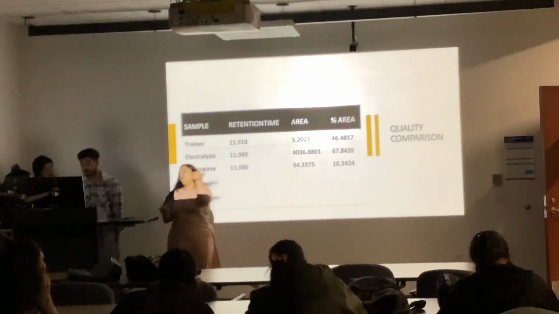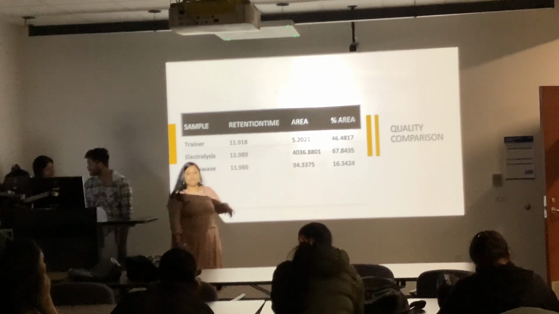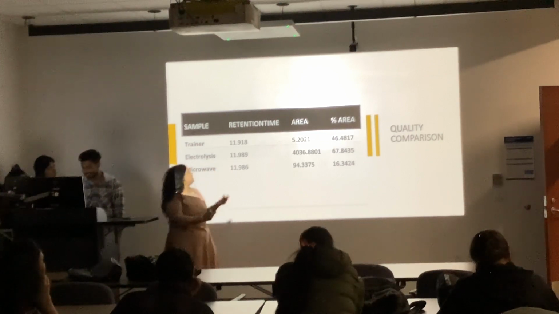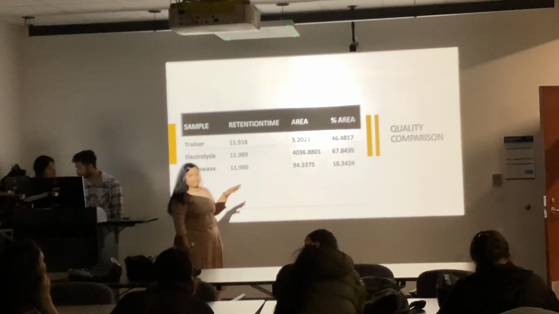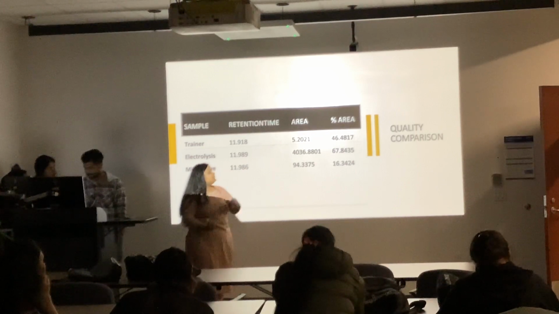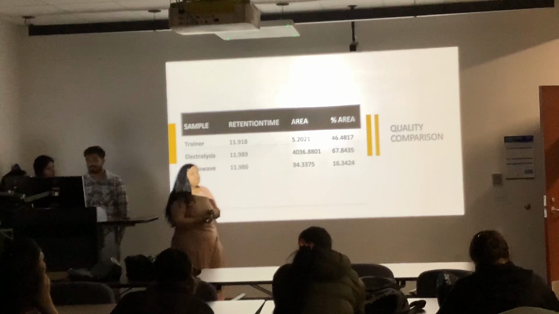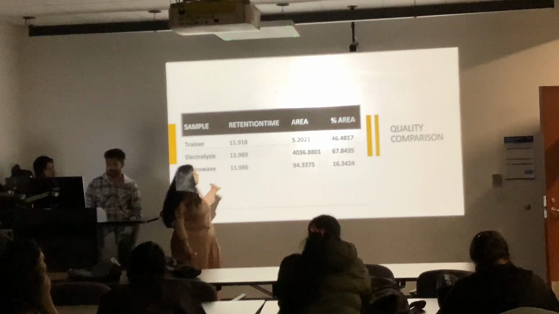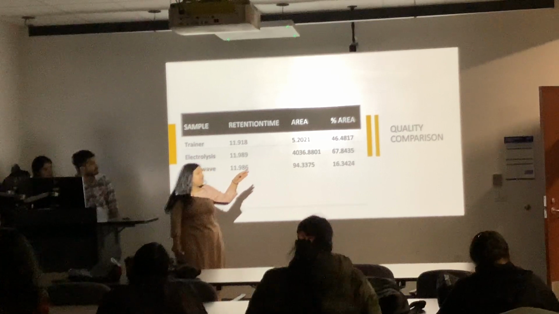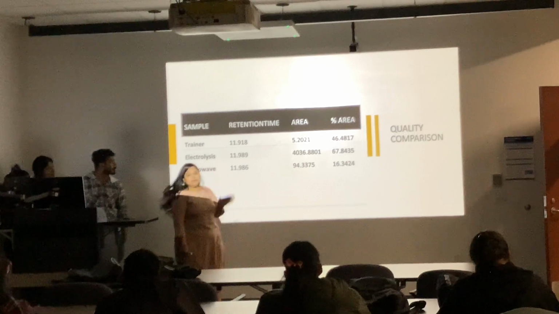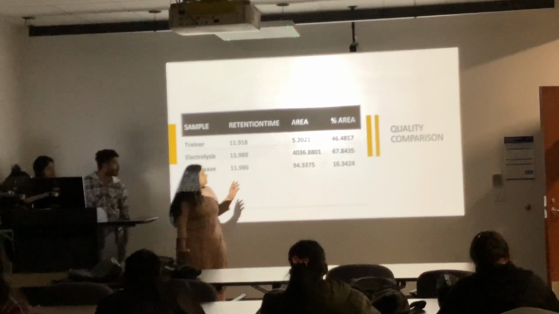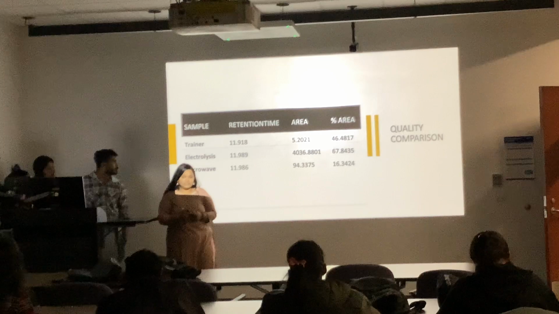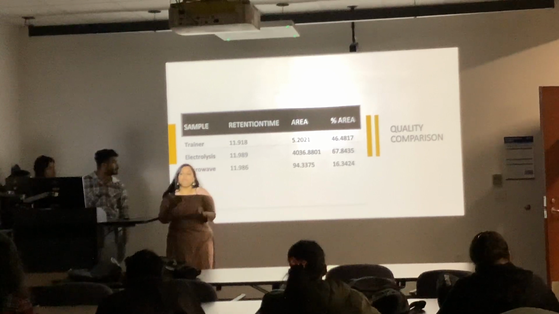So this is the calculation which we have done for the sample trainer. The retention time of the peak which we have calculated is 11.918, and the area which we got is this, and the percentage area is 46.48.17. For electrolysis, at the same time where we got the peak, we got a percentage area of 67.84, and for microwave, at a slightly different but similar time, we got 16.3424.